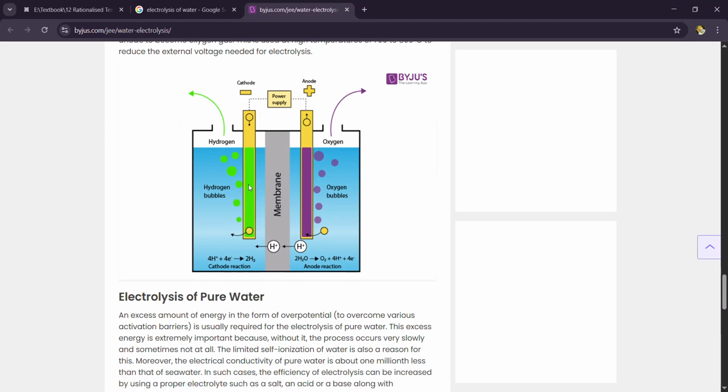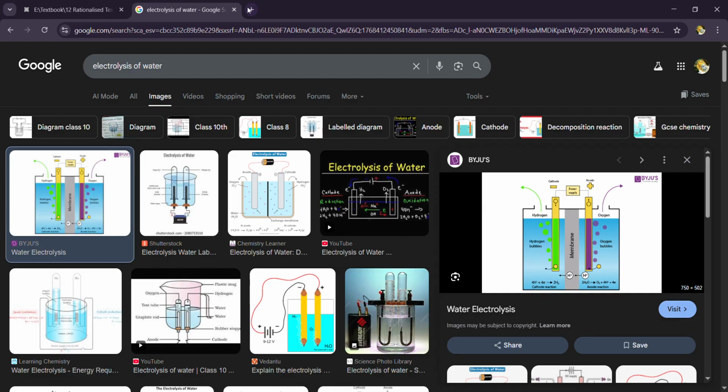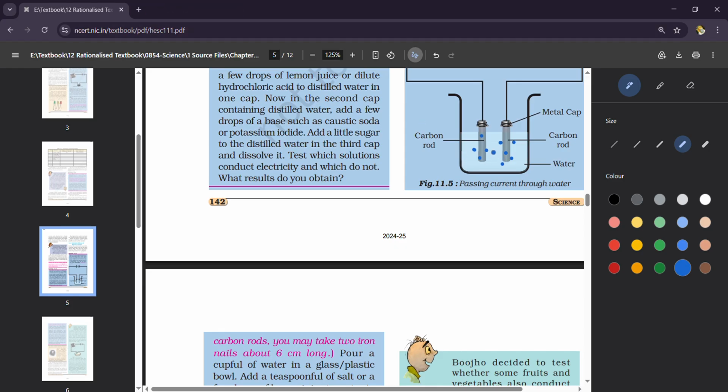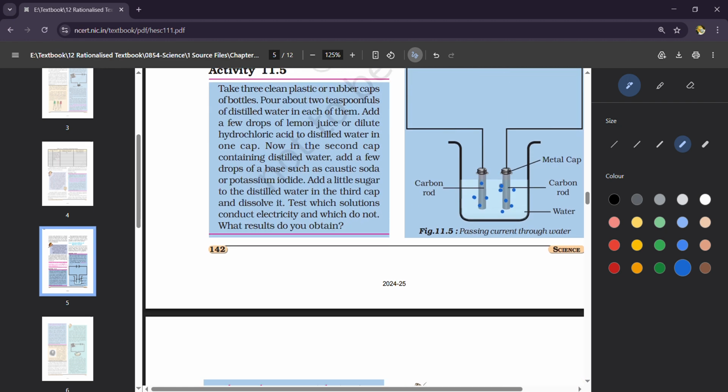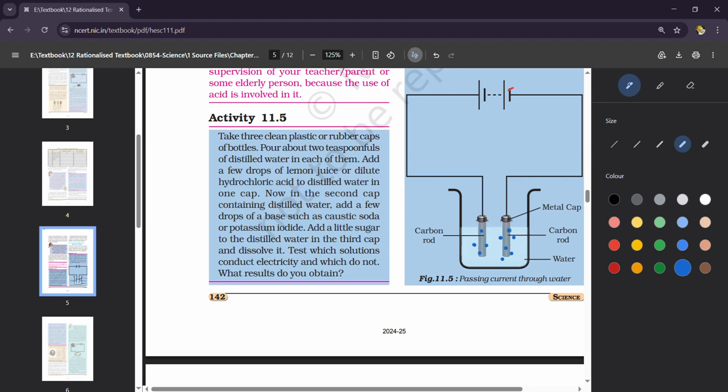Yes, this photo here. This is the cathode, and hydrogen gets attracted to this cathode. Hydrogen goes to the cathode and oxygen goes to the anode. Because hydrogen is positive, it will go to the negative cathode, and oxygen is a negative ion, an anion, hence it will go to the anode. Oxygen to anode, hydrogen to cathode.